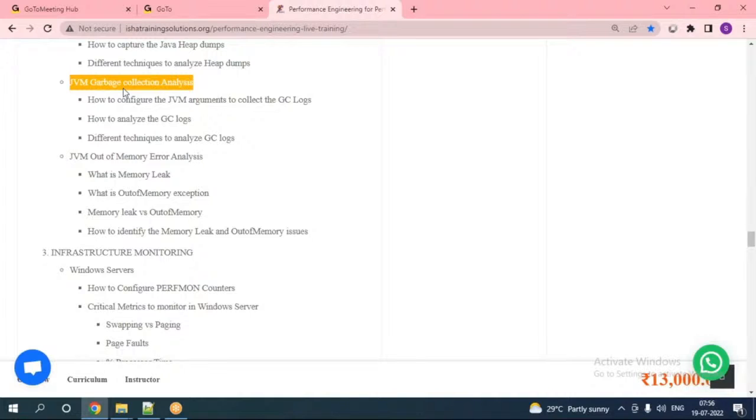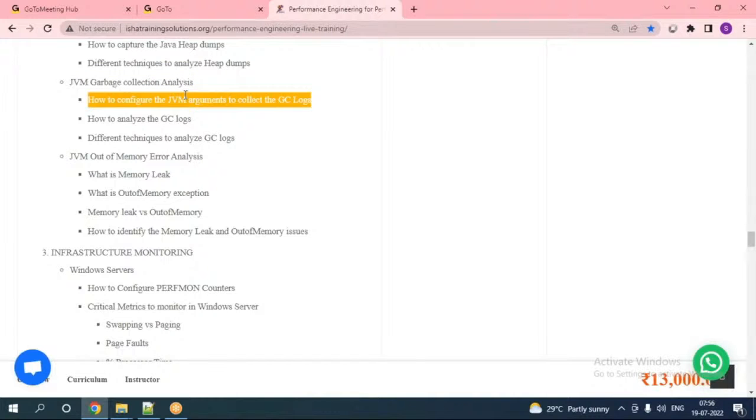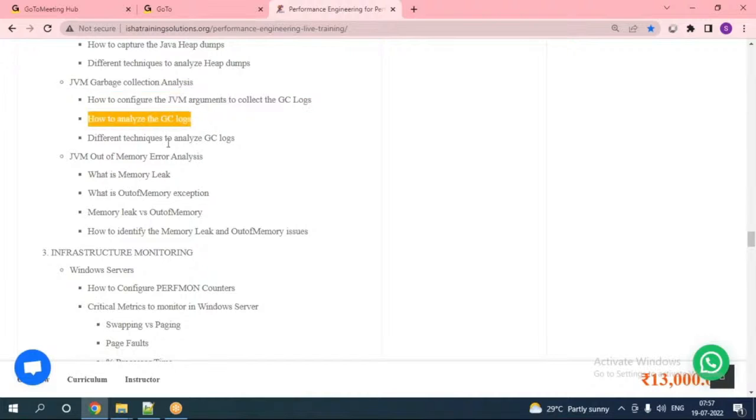For that, first you need to configure the JVM argument to capture the GC log. To analyze the GC log, you should capture it using the JVM argument that you add inside your application. And then we can analyze it, and we can talk about the techniques: either you analyze it manually or through a tool.